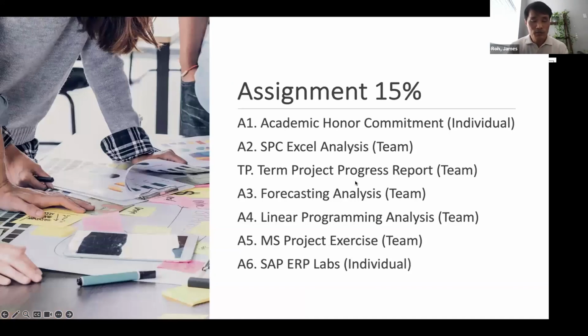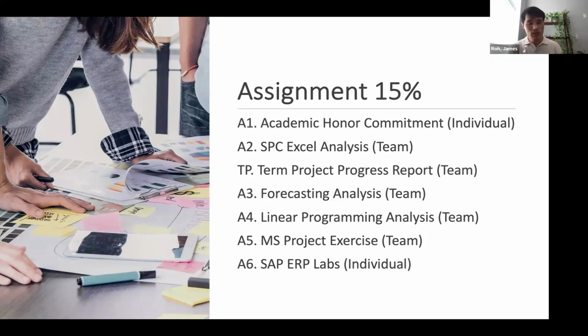Now, assignments. I'm planning to give you 6 assignments, so every 2 weeks, I think you will have one assignment. Right now, assignment 1 is only the academic honor commitment. It's just filling out the form and signing it. So I encourage you to do it this week because it's very straightforward.